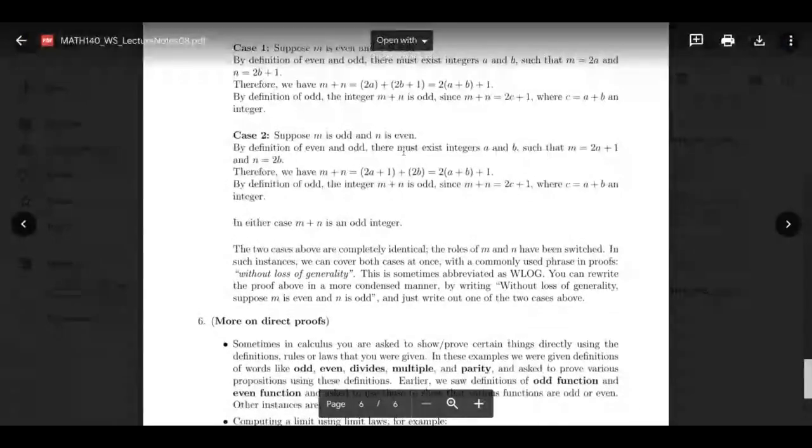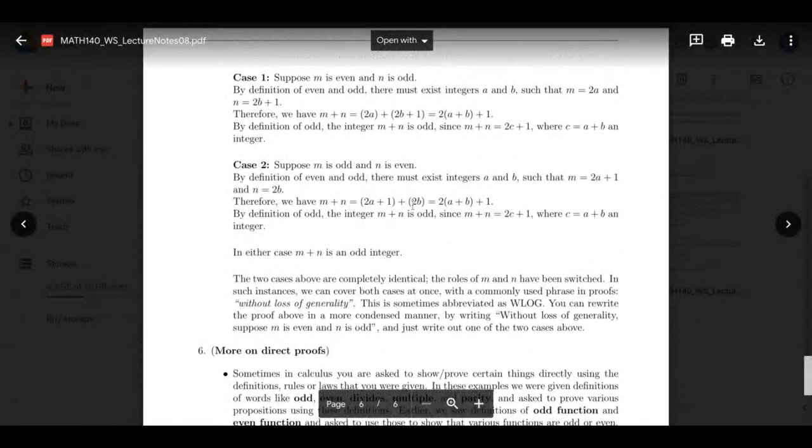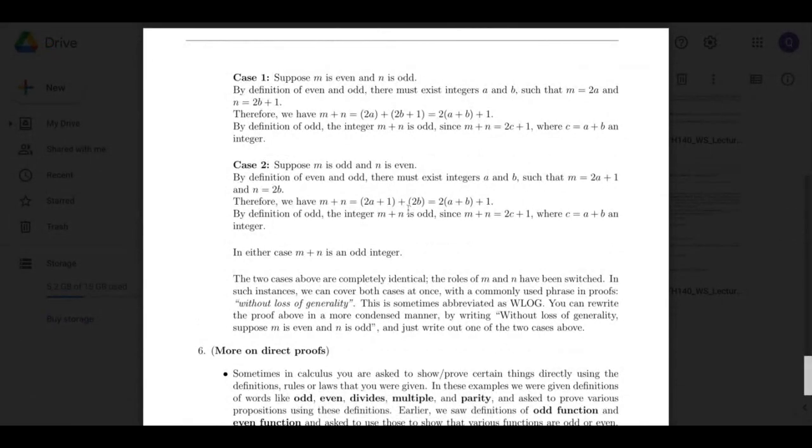So you see in these two cases, there's no need to divide into case 1 and case 2, since they are similar cases. Sometimes we use this phrase, "without loss of generality," as a shorthand. We abbreviate it as WLOG. Because the two cases are very similar, we use this WLOG.